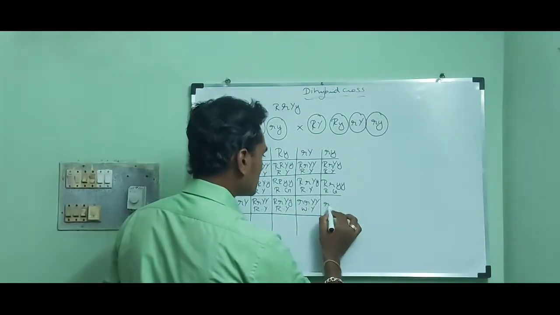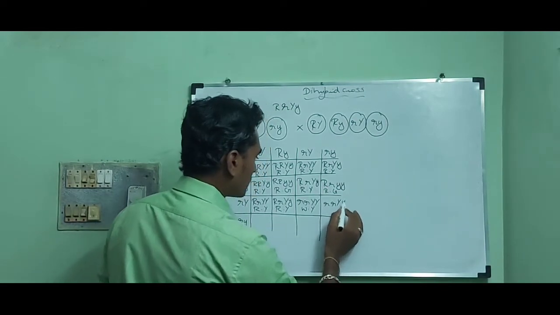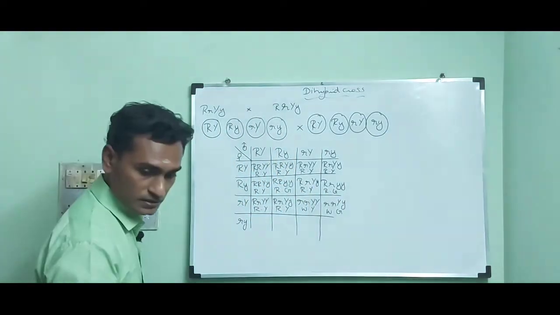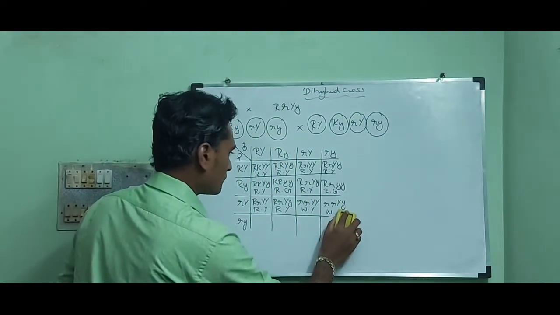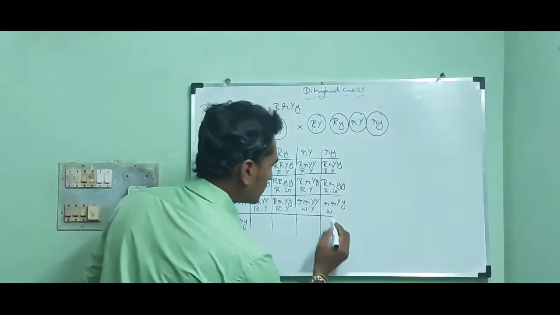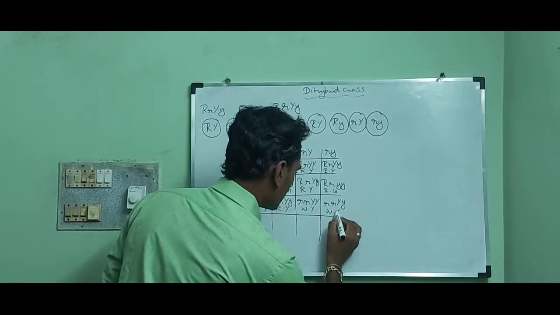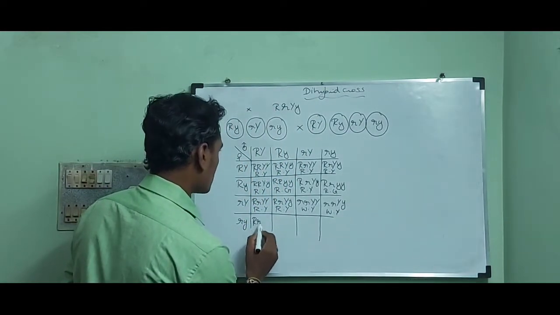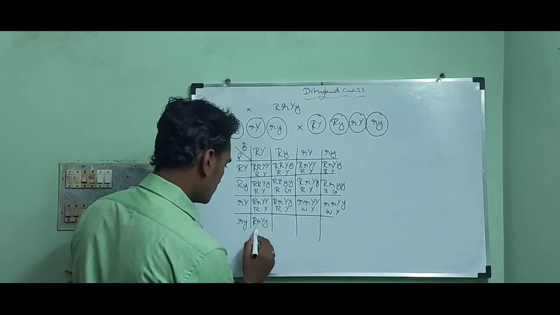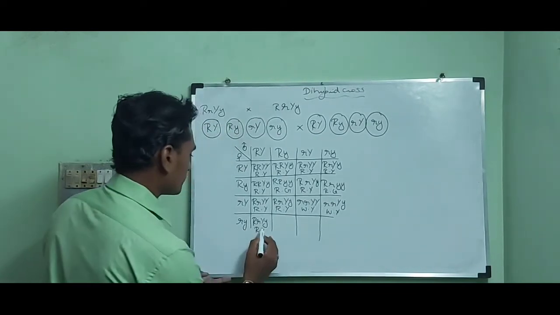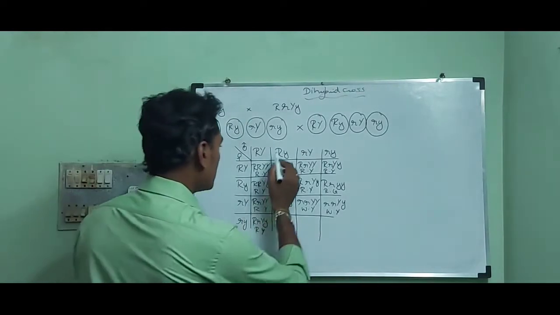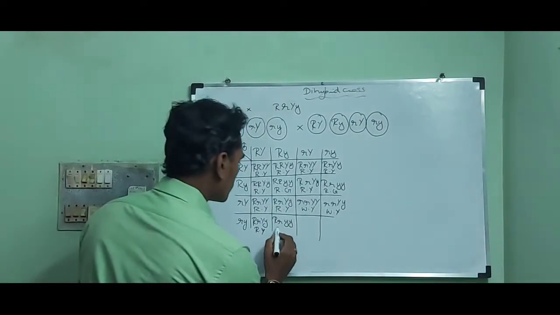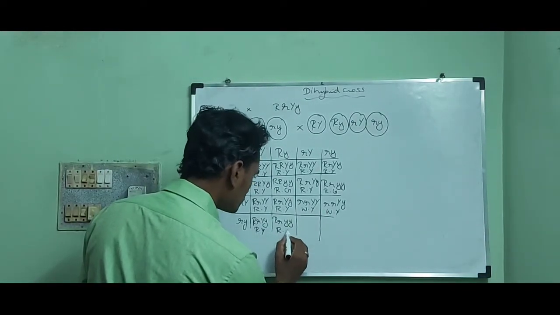Then small r, capital Y, small y. That means it shows wrinkled yellow, because it contains the capital Y allele. So it shows wrinkled yellow. Then capital R, small r, capital Y, small y. Then it shows round yellow, the phenotypic character round yellow. Then capital R, small y, small y. Then it shows round green.